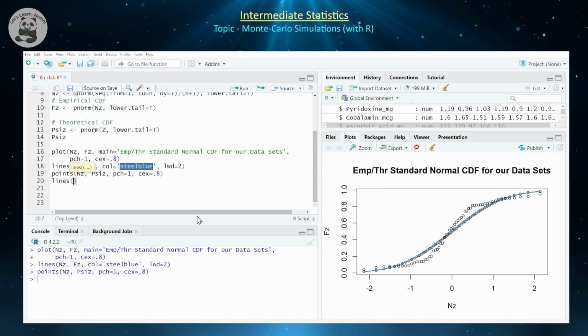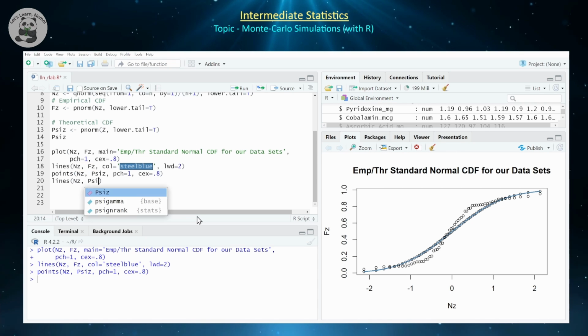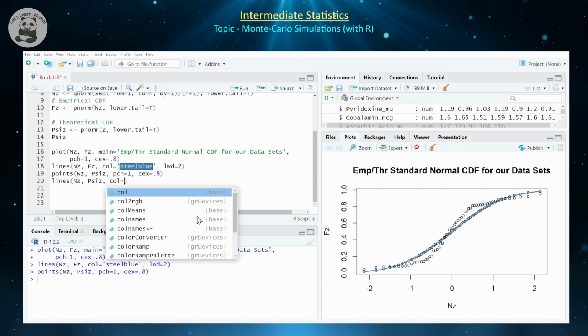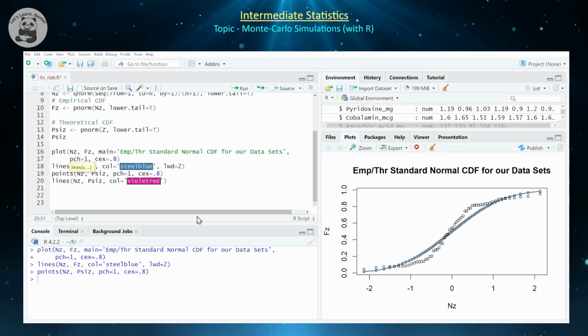And let's color those with some lines. Let's do NZ, psi z, and let's do a color equal to violet red, LWD is equal to 2, and that gives that particular curve. So if we have ideal evidence to believe it comes from a standard normal distribution, or any distribution rather, then those pink and blue lines should line up practically always.